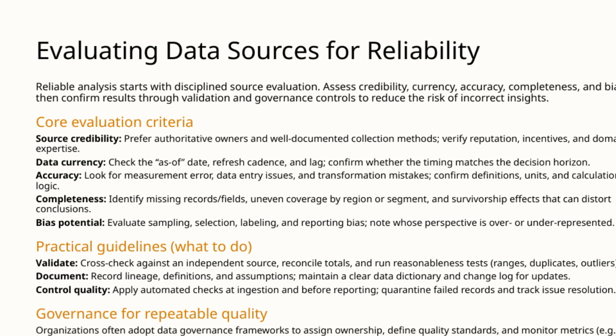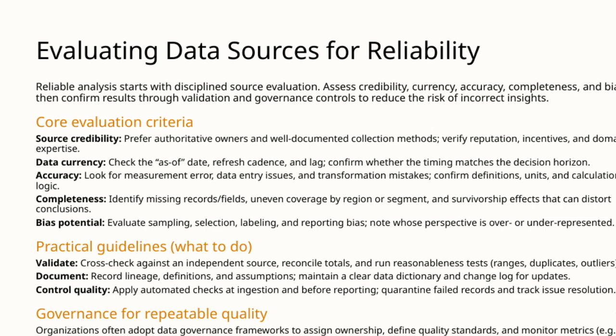Then, we evaluate accuracy by looking for measurement errors, data entry issues, and transformation mistakes. Confirming definitions, units, and calculation logic helps us avoid skewed insights. Completeness is another key factor. We should identify missing records or fields, uneven coverage across regions or segments, and be aware of survivorship effects that could distort our conclusions. We also need to consider bias potential, examining sampling methods, selection processes, labeling, and reporting biases. It's crucial to recognize whose perspective might be over- or underrepresented in the data.